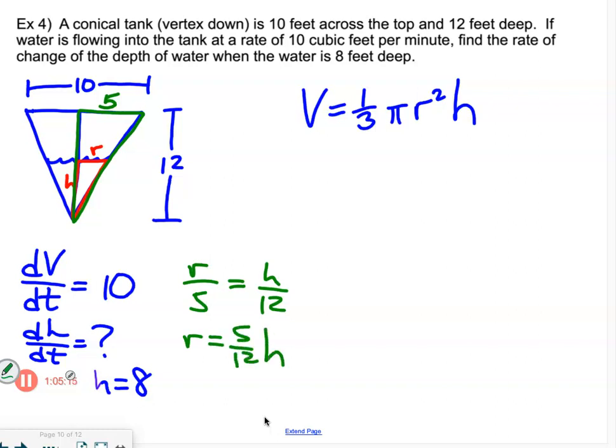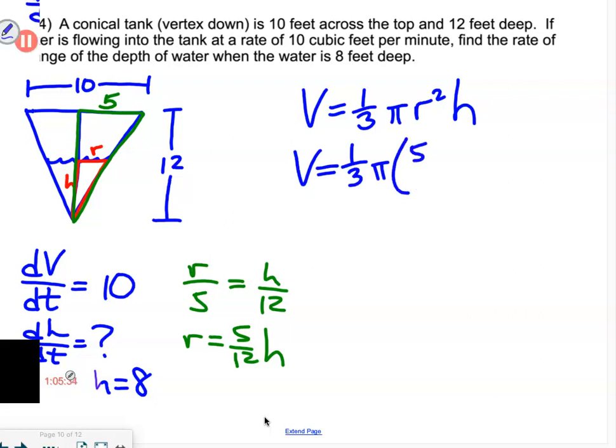This relationship is always true. No matter where you are in the tank, you'll always have similar triangles. They'll always have the same proportion. R is always going to equal 5/12 of h. Go up to your equation and replace your R with 5/12 h.